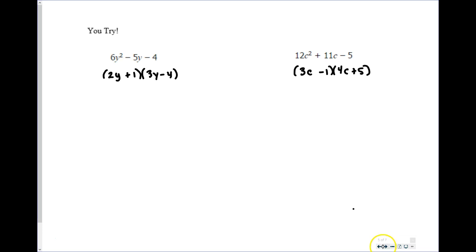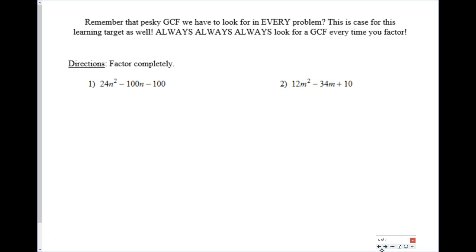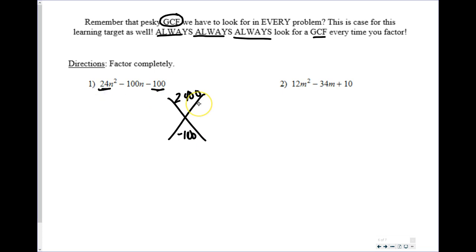Okay. The last thing we have to think about, and this comes back to the very first learning target of this unit, is remember that pesky GCF we always have to look for in every problem. This is the case for this learning target as well. Always, always, always look for a GCF first, every time. So in number 1, don't do 24n squared, 2,400 and -100 down here. Don't multiply the first and last because that's a really big number. That's going to take you like 10 years to figure out. You don't want to do that. No one wants to do that.